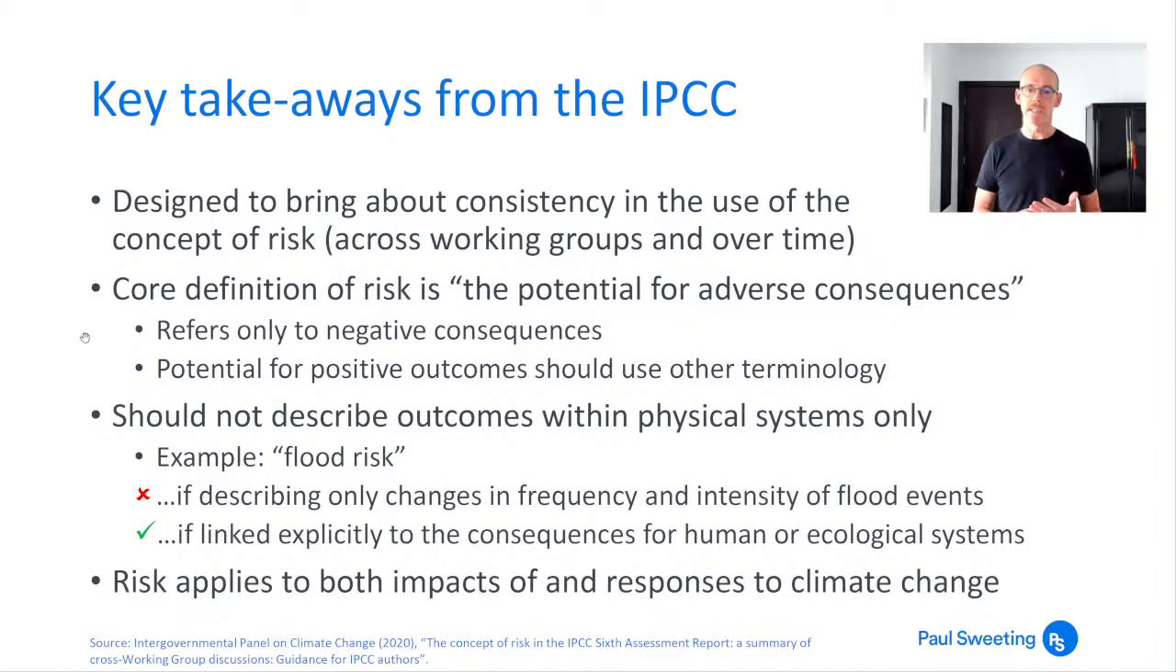They also say that it shouldn't describe outcomes within physical systems only. So for example, flood risk. If you're just describing changes in the frequency and intensity of flood events with no other consequences, that's not something which they would consider under their definition of risk. But if it's linked explicitly to the consequences for human or ecological systems, then it becomes a risk. And they also apply risk to both impacts of and responses to climate change.